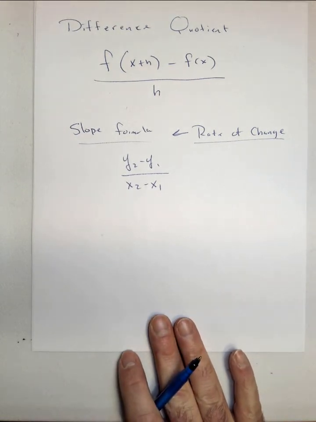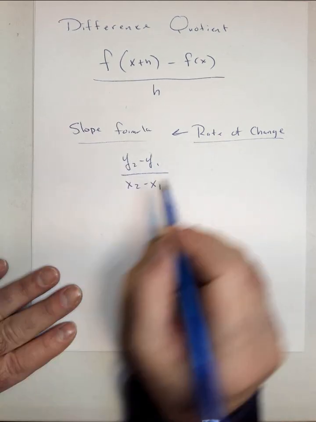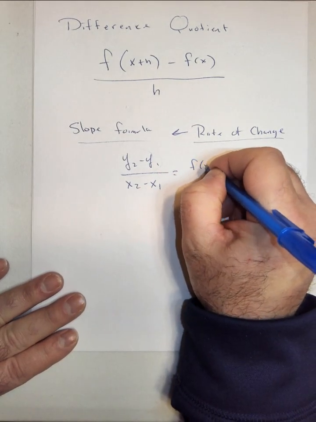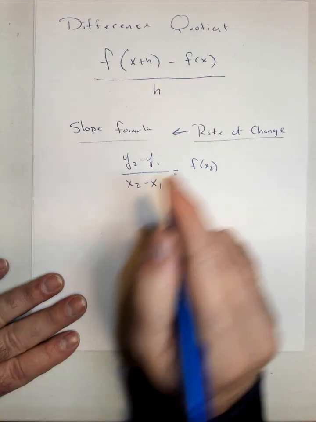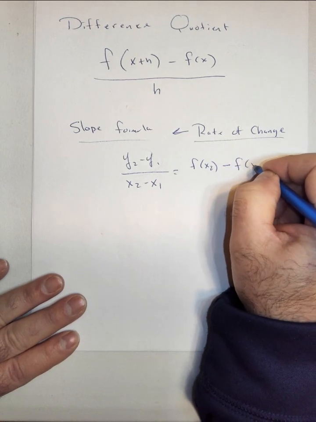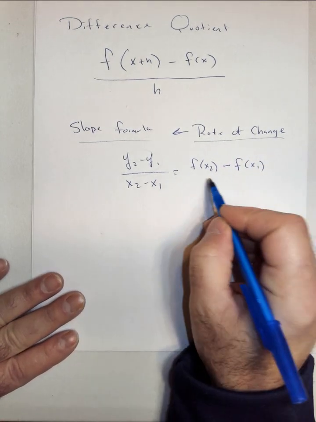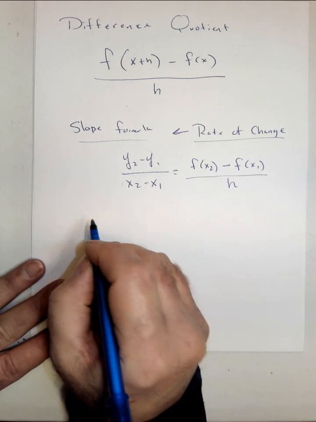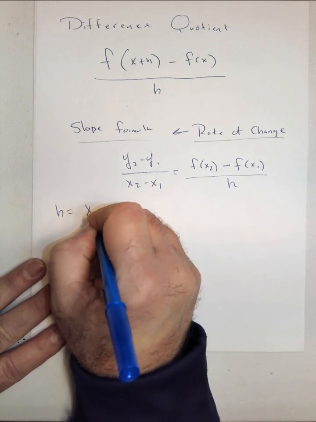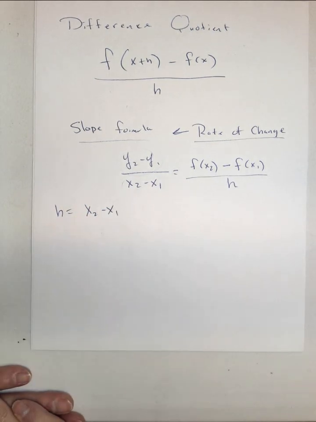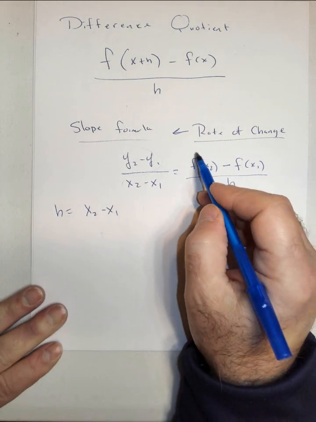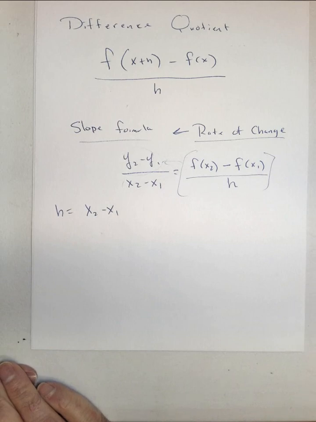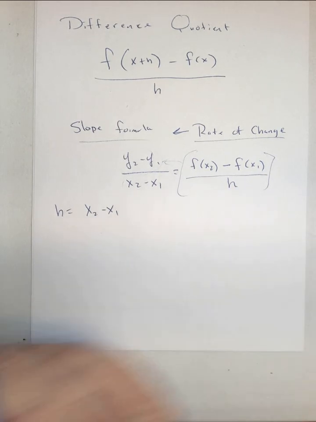So what we did to change this is we put it in its function notation. So y sub 2 is f of x sub 2. Y sub 1 is f of x sub 1. And then we let the change in x, we called it h. So keeping that in mind, h is x sub 2 minus x sub 1. So this is just a different look to that. It's the exact same thing. It's still just slope, change in y over change in x.